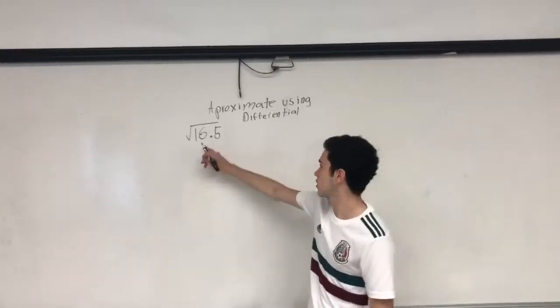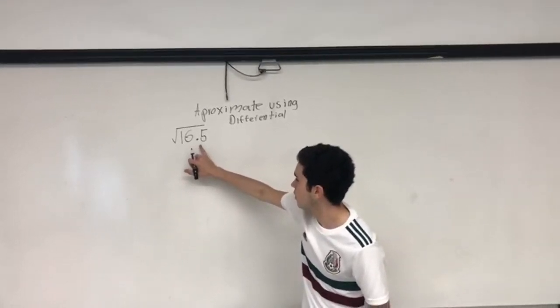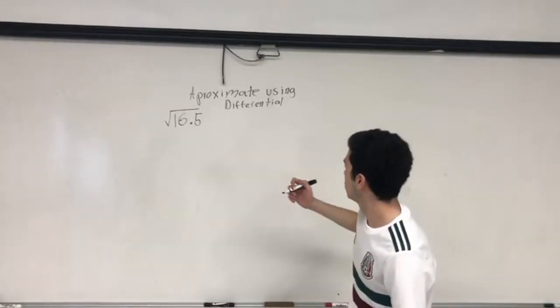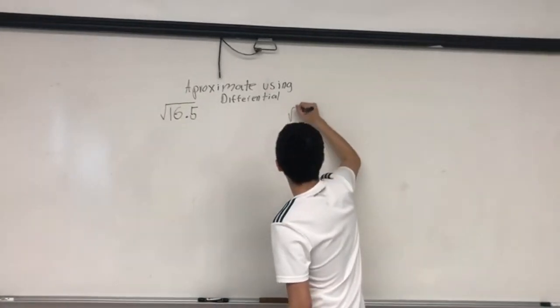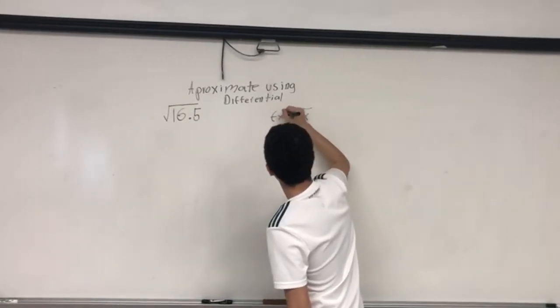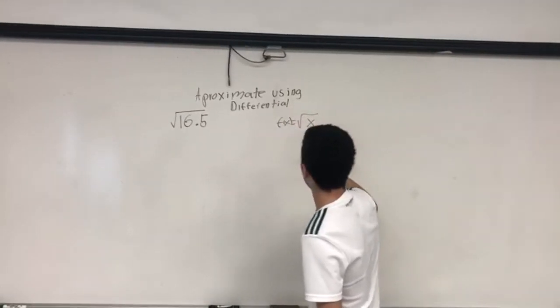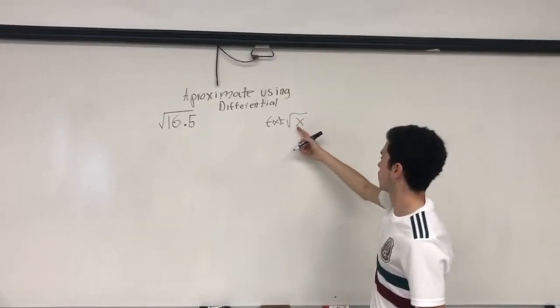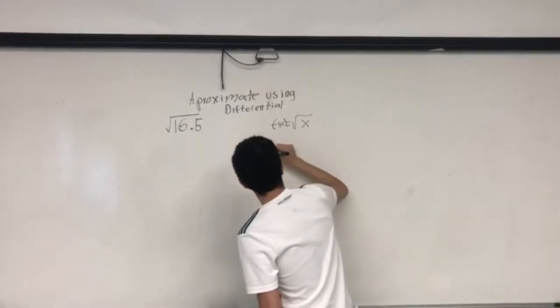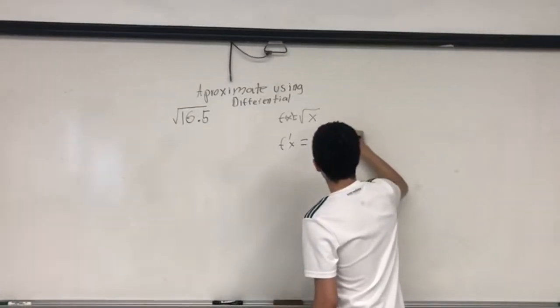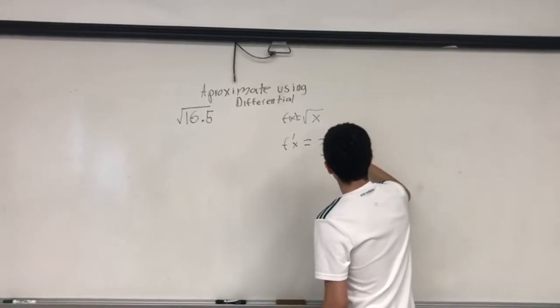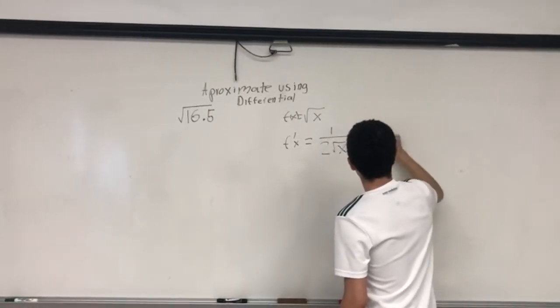So this is our first example, radical 16.5, and the first thing we need to do is to find f of x, which is the square root of x, and then we need to find the derivative of this, of radical x, and the f prime of radical x is equal to 1 over 2 square root of x dx.